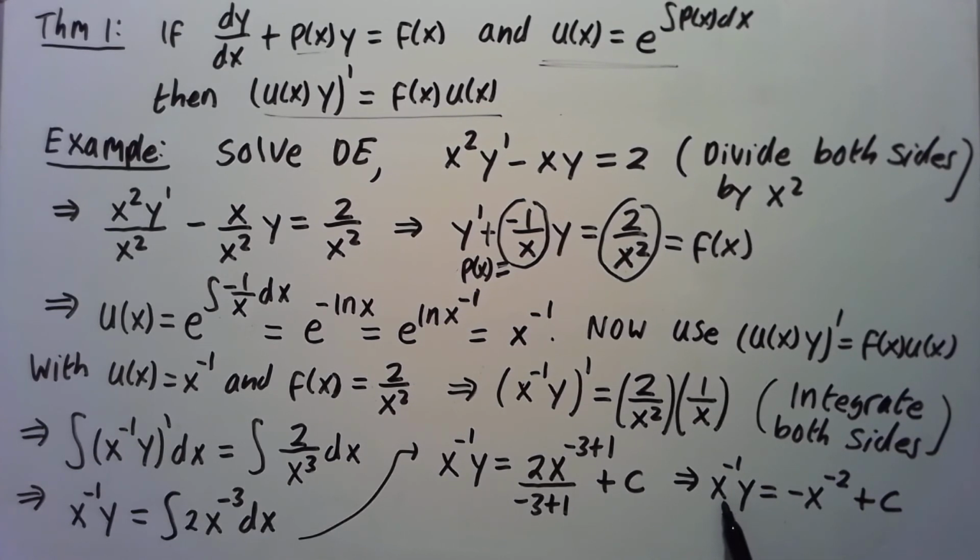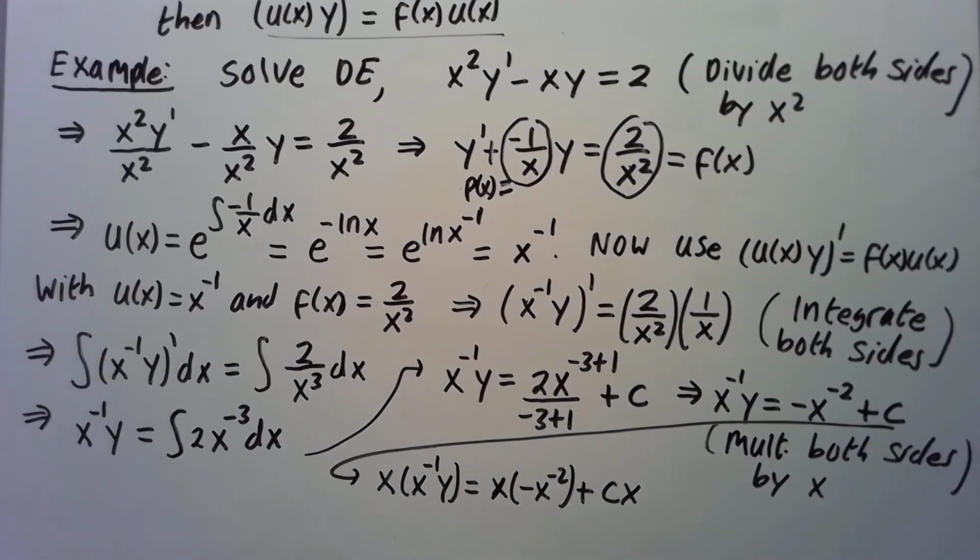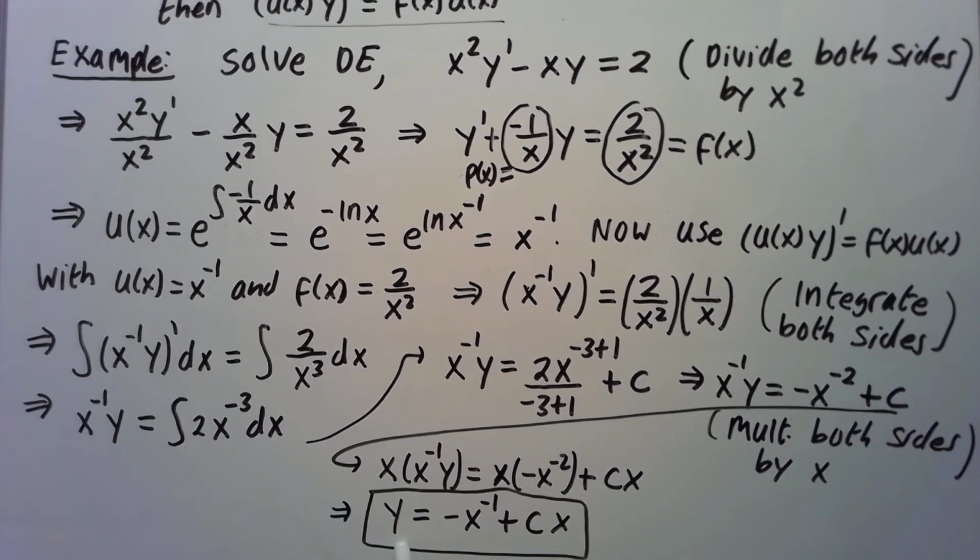We can then solve for y by multiplying both sides by x. Multiplying by x, and multiplying the x in, we get y equals negative x to the minus 1 plus cx. So this should be our solution. Okay, so you can see now how we can use Theorem 1 to solve these linear first-order differential equations. We're done with the section, so let's leave it there.